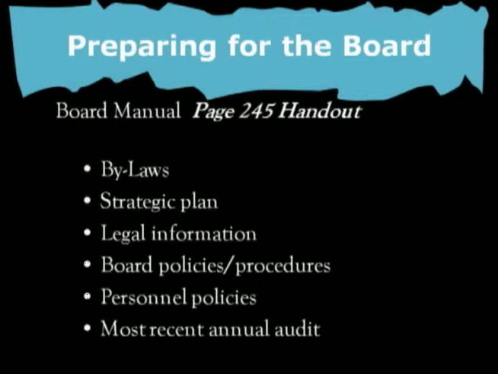Secondly, we'll want to take a look at a board manual. Now, what would the board manual consist of? Well, bylaws, the strategic plan, any legal information of the organization, board policies and procedures, personnel policies, and the most recent annual audit. Now remember, we're talking about a starting application process to begin. The second portion, after a person has been accepted onto the board, we know this is someone we voted onto the board, that's when we look at giving them the board manual.